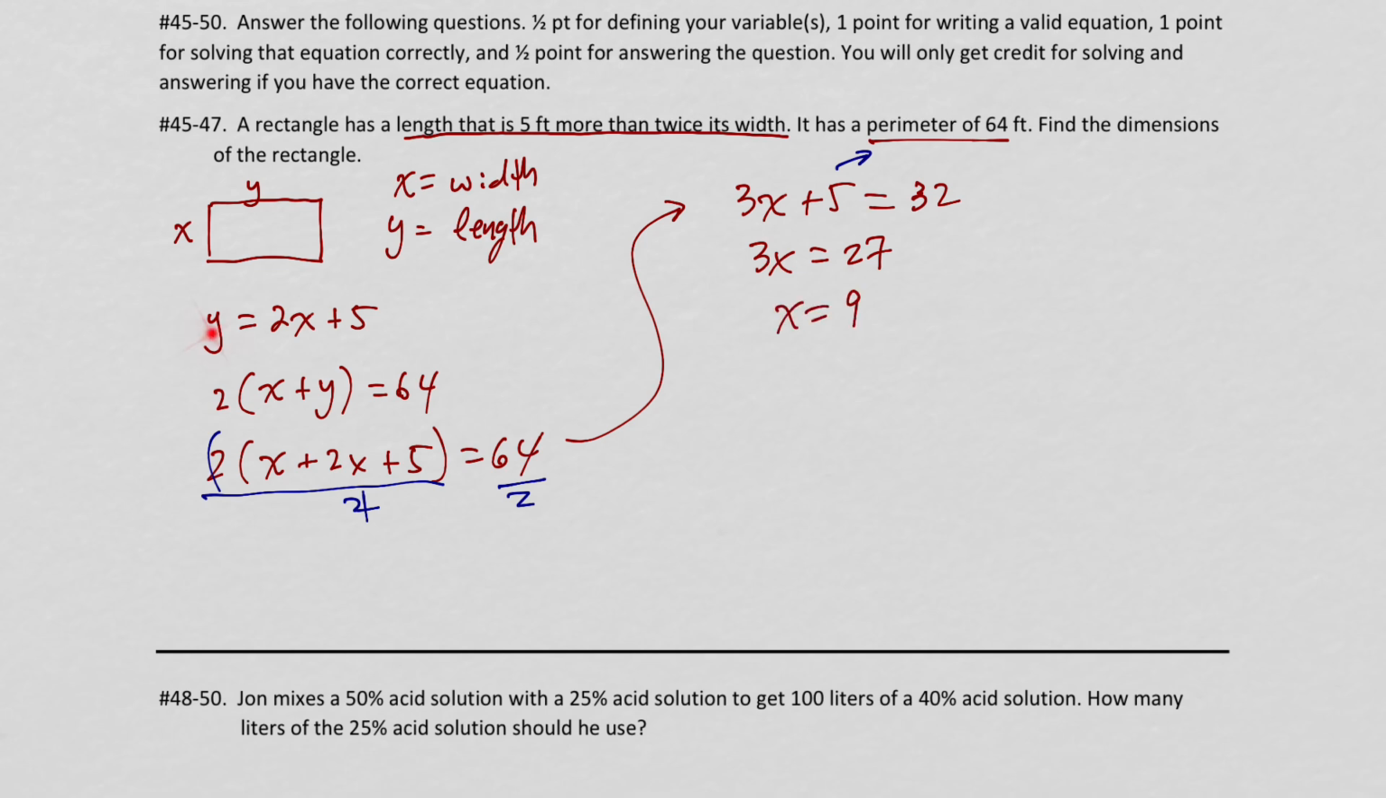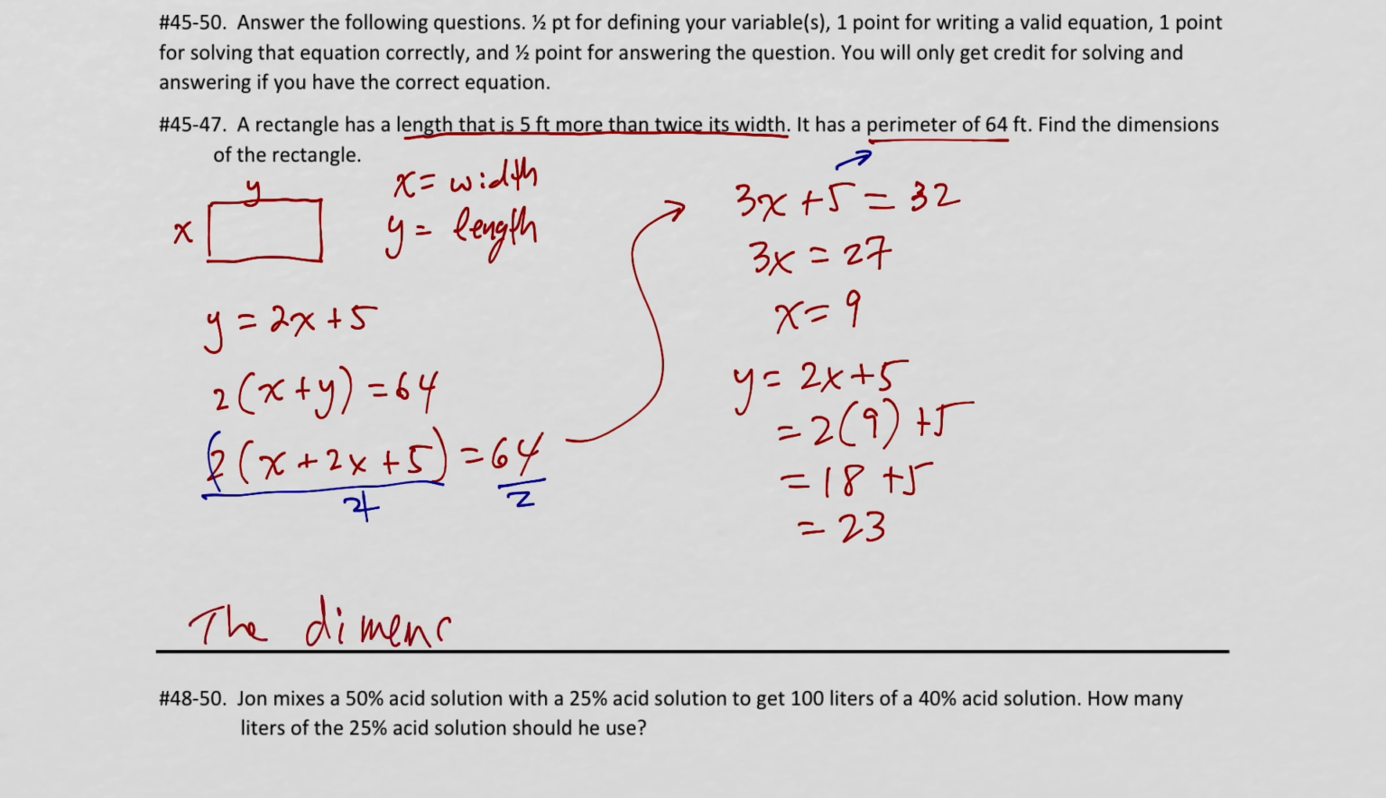To find y, we'll go 2x plus 5. 18 plus 5 is 23. So the dimensions are, this is in feet, so it's 9 feet by 23 feet.